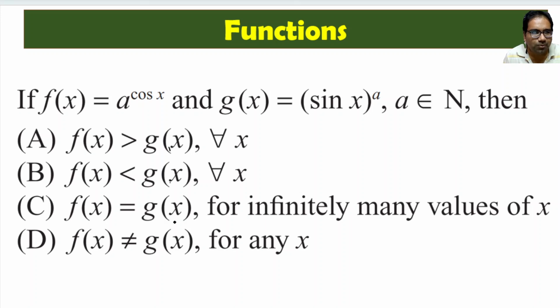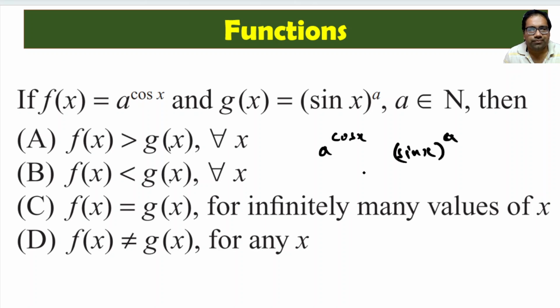D is saying f of x is never equal to g of x. But if you are able to prove f of x equal to g of x even for one value of x, then that means this is wrong, this also is wrong. We can't still say whether it is true for multiple values or infinitely many values of x. Let us try taking a power cos x and sin x power a.